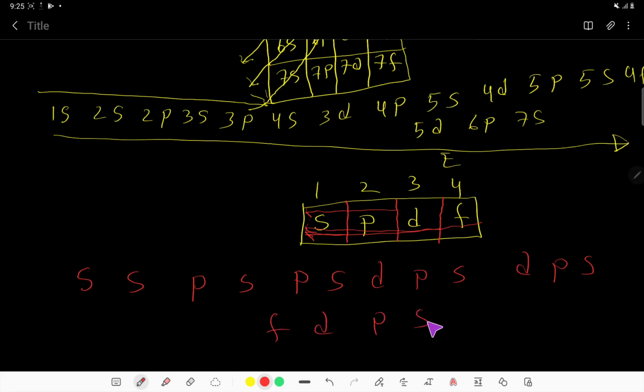And you can write this FDPS, that is the last unit, as you wish. That is, there is no limit for writing FDPS, right?